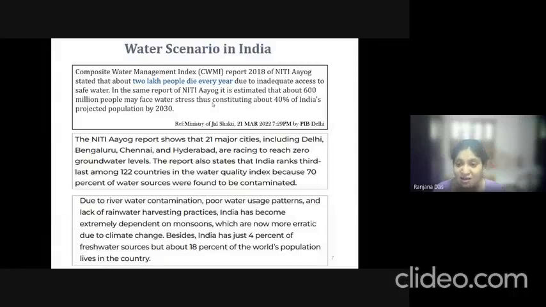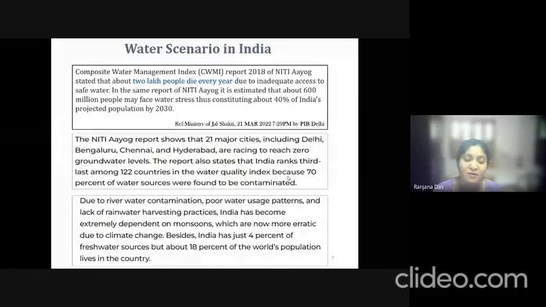And India ranks third from the last among 122 countries in the water quality index, because about 70% of the water resources of India are contaminated. Since this situation is there, India is becoming mostly dependent on the monsoon for the availability of fresh water.